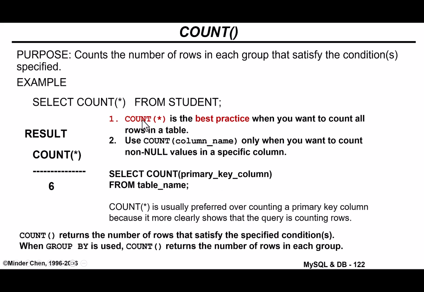Okay, so it is recommended that we use count with parentheses and put an asterisk in it if you want to count the number of rows in the select statement. And using the primary key is a safe bet because a primary key is not null, so we don't deal with a null situation.